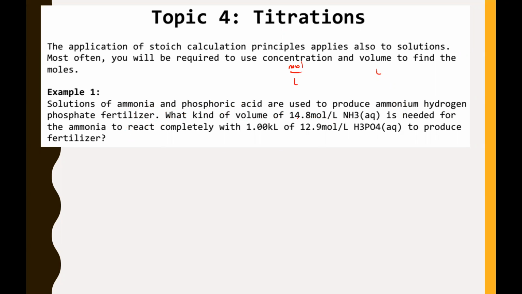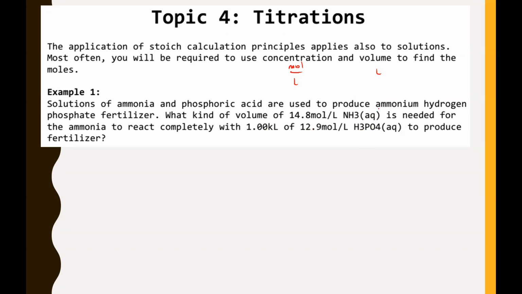What kind of volume of 14.8 moles per liter of NH3 aqueous is needed for the ammonia to react completely with 1.0 kiloliters, that means 1,000 liters, of 12.9 moles per liter of your H3PO4, that's your phosphoric acid, to produce fertilizer. Anyway, let's get going on this one.